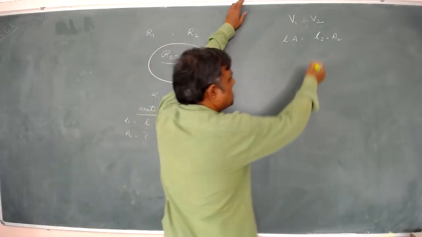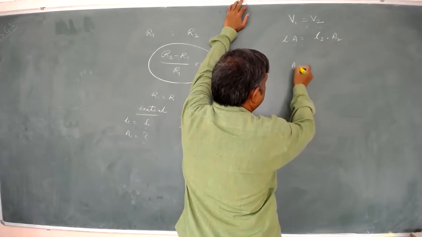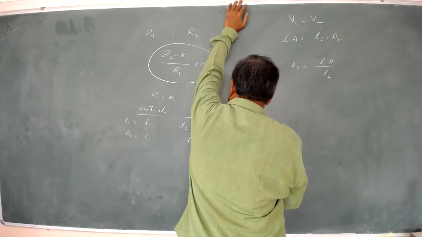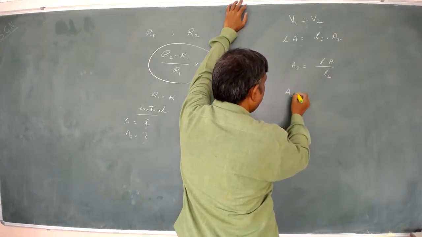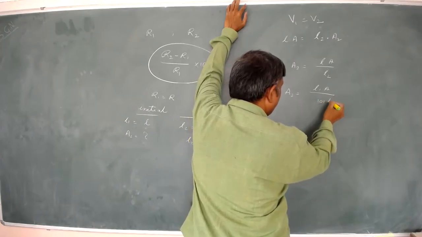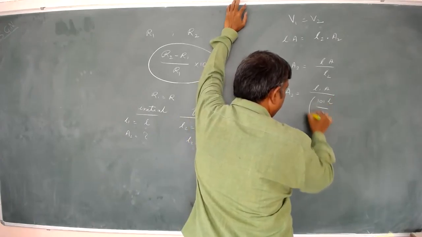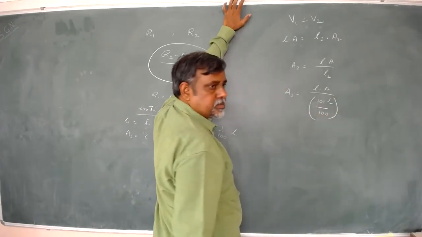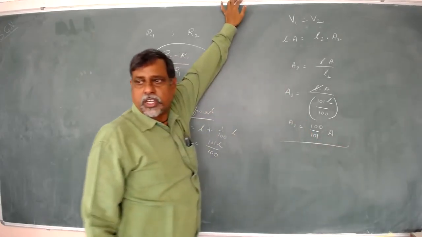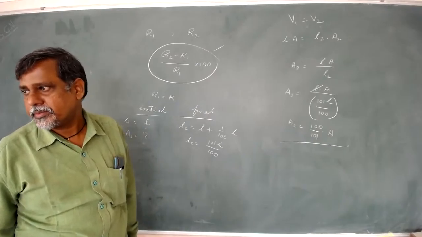Now, A2 is equal to L into A by L2. But what is L2? This, 101 L by 100. Okay, these two things will get cancelled. A2 is 100 by 101 into A. That's the final area of cross section.